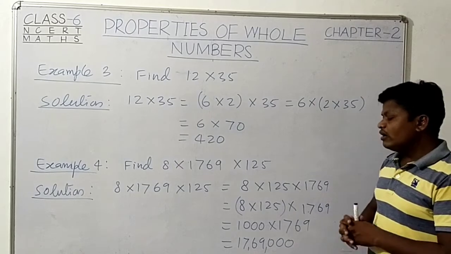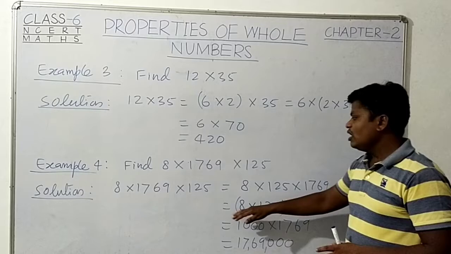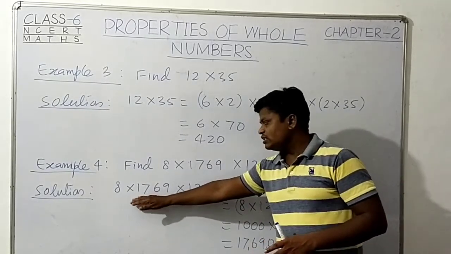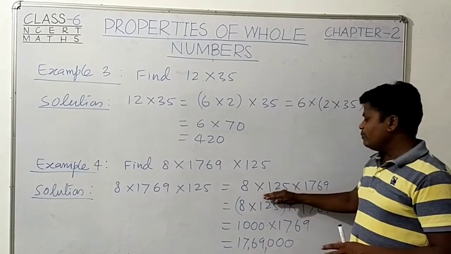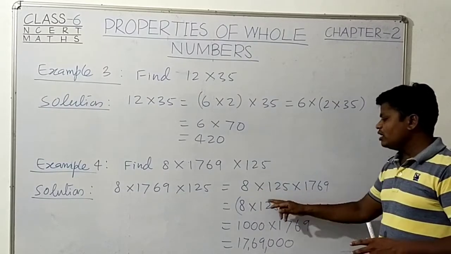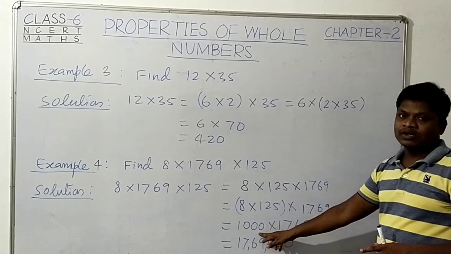So again we rearrange these numbers, right? हम यहाँ पर इसका rearrangement करेंगे. So first of all we have to rearrange 125 and 1769. So 1769 को हम यहाँ लिख देंगे on the place of the third number, and on the place of the second number we have to write 125. Now we have to make the group of these two numbers. 8 into 125 is equal to 1000, right?